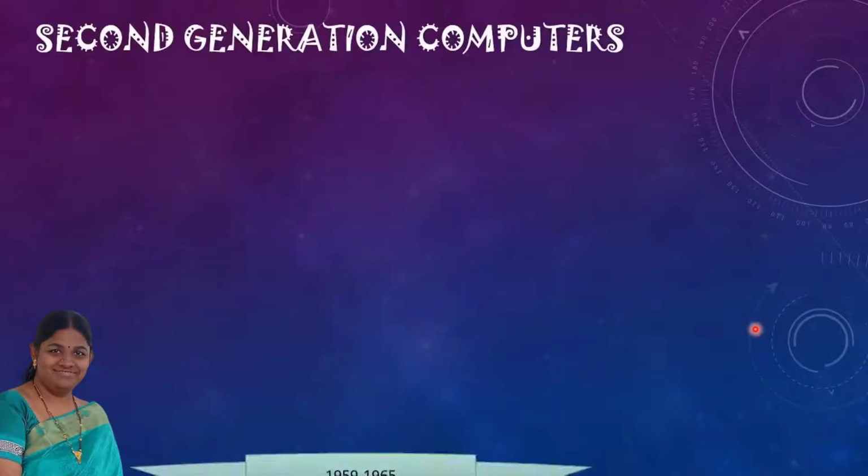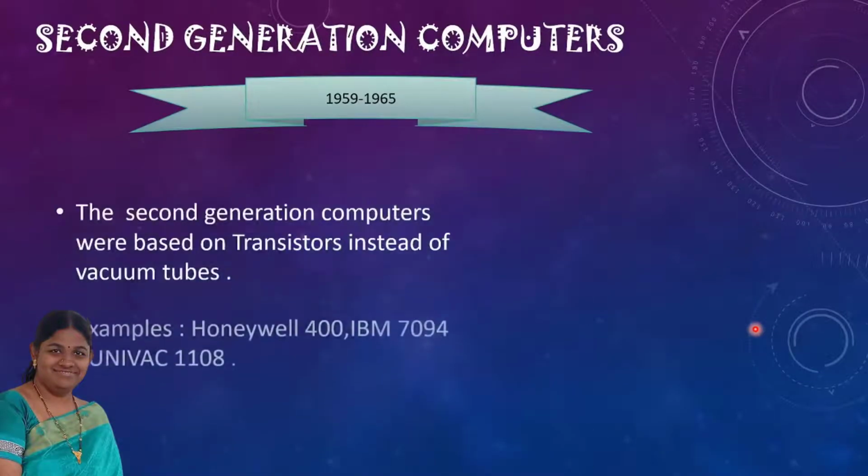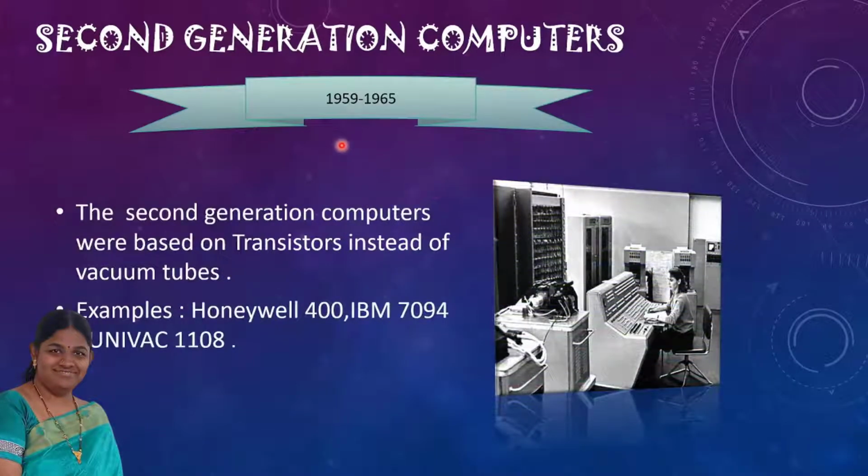Now let's move on to the second generation computers. The time period for second generation computers is from 1959 to 1965, and the second generation computers are based on transistors. The first generation computers use vacuum tubes, no? So we were getting a lot of problems by using these vacuum tubes. So they started replacing these vacuum tubes with transistors.